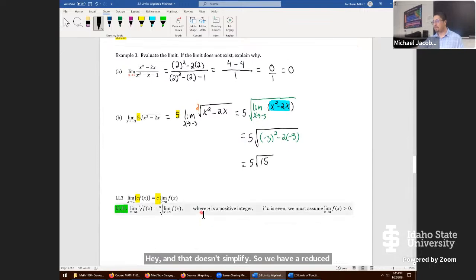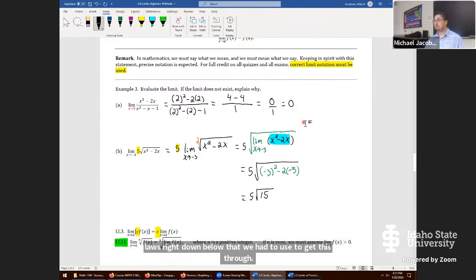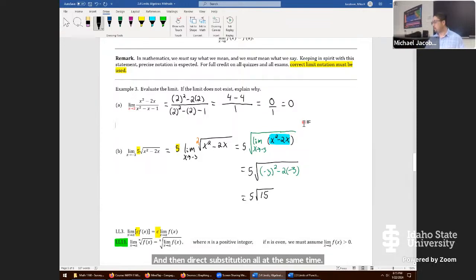But those were the limit laws right down below that we had to use to get this through, and then direct substitution all at the same time. Well, we did it, folks. So that's a good amount of work through already in this section. The section is pretty big, so we'll spend quite a lot more time in it when we're back to class on Thursday or Wednesday's class. We may open up continuity, but I suspect we'll still be in this document for quite some time.